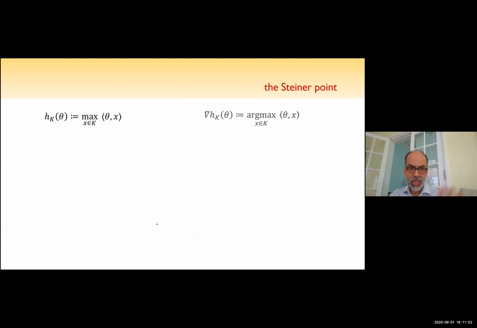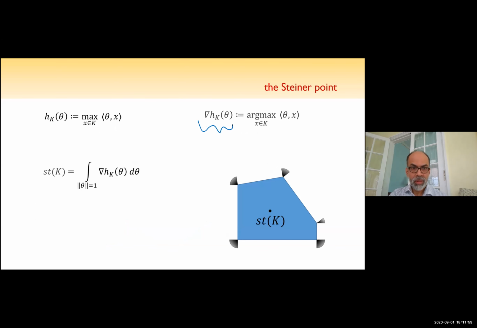Okay, so this is the Steiner point. Remember, this is the maximizing point in the direction of theta. So the Steiner point is really the average over all possible points. It's just this integral of the maximizing point in that direction. That's just the definition, restated. I can write this as an expectation like this, which I will use again and again.